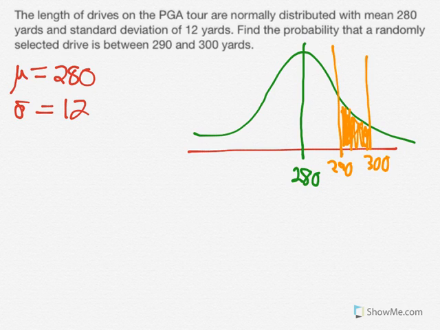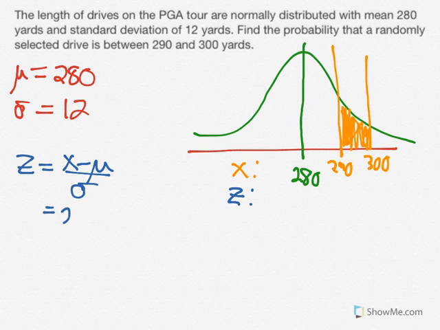Let's standardize these scores. We can think of these as our x values. Now let's standardize them, so bring them to our z values. The way we do that is z equals x minus mu over sigma. This should be a memorized formula. So x is our data point, so we want 290 minus 280, which is our mean, over 12. That's 10 over 12, or 0.83.